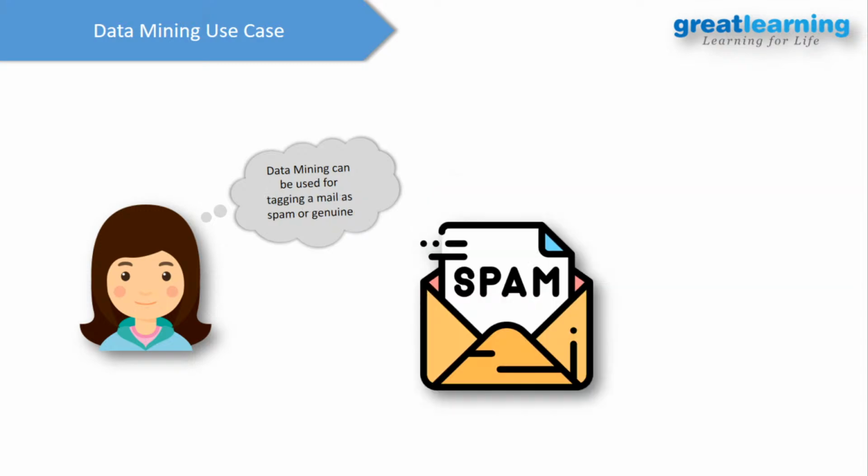Then we have another use case where we have Gmail. I believe all of you have Gmail accounts, and in your Gmail accounts you'll have separate sections, isn't it? You'll have one section where you will have all of your regular emails, then you'll have one tab for your promotions, then you'll have another tab where you'll be getting all of your spam mails. Now, how does Gmail tag it as a spam or a promotion or a normal genuine mail?